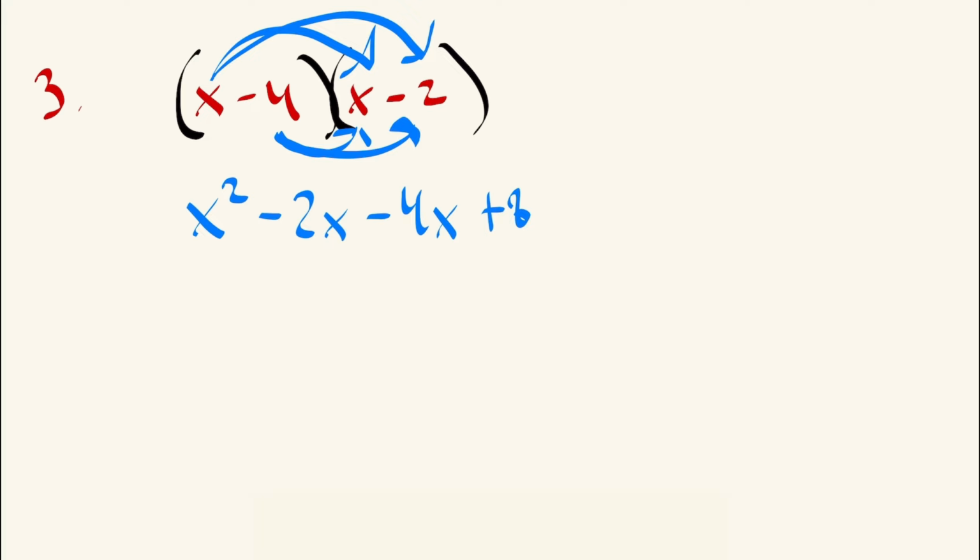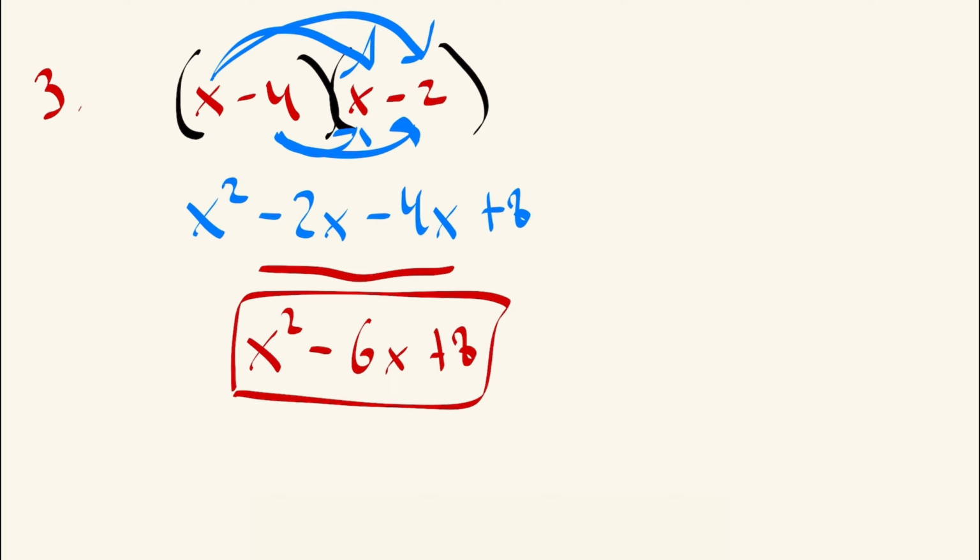However, we continue with that by collecting the terms, the like terms, which is minus 2x and minus 4x. Hence, this will result in x squared minus 6x plus 8. So this is the final answer. But again, be cautious with the signs, as minus times a minus equals a positive. That should be a fundamental knowledge, so just keep practicing with it.